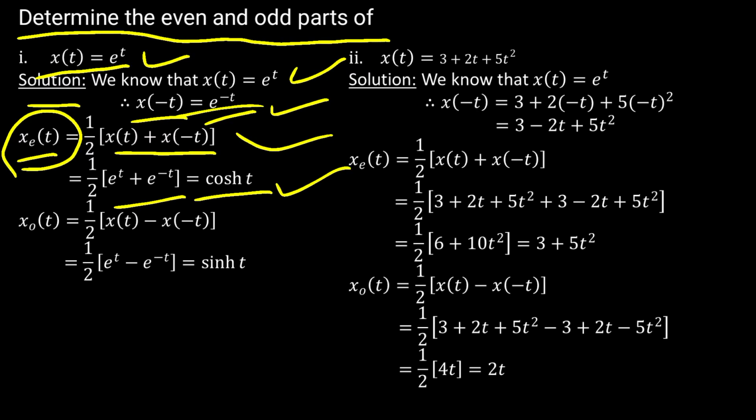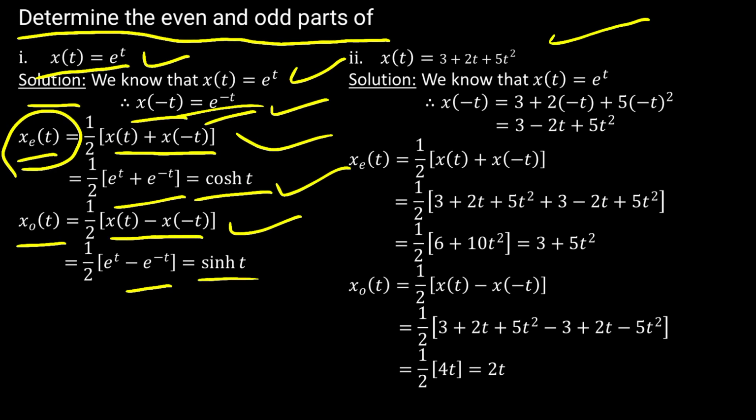Now I need to find the odd part of the signal e power t. Okay, that is x o of t is equal to 1 by 2 into [x of t minus x of minus t]. Okay, here substitute the same values, that is x of t and x of minus t, in this equation, then we get 1 by 2 into [e power t minus e power minus t], that is nothing but sinh t. Okay, this is the first signal.